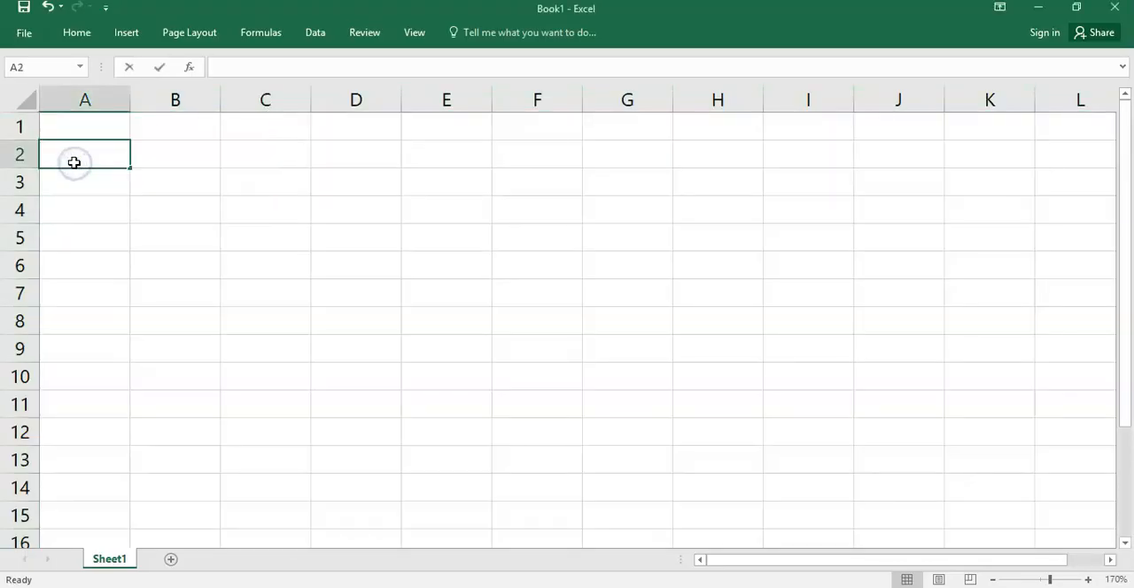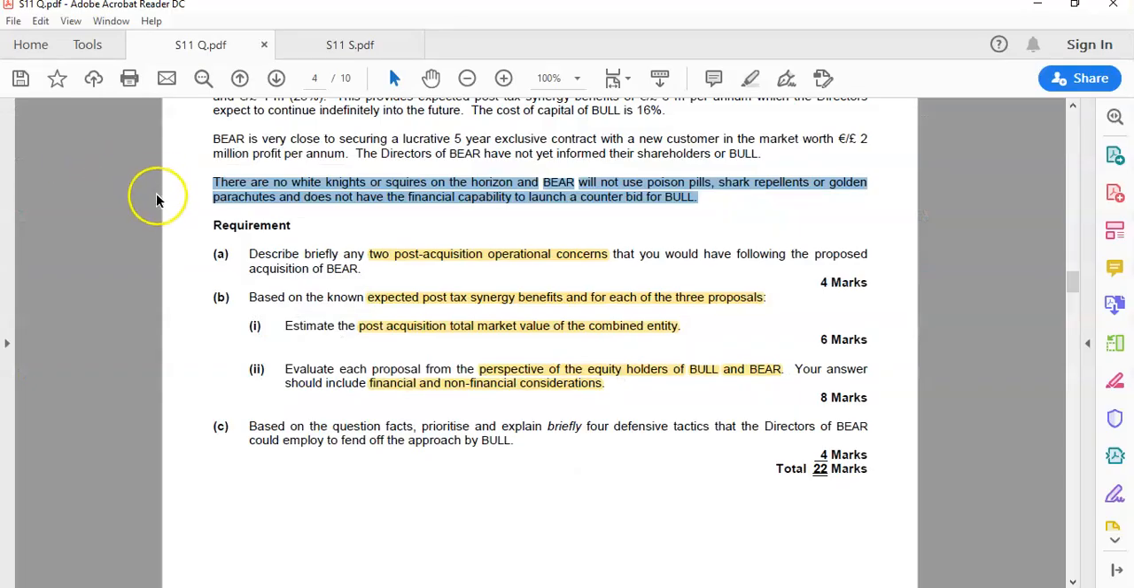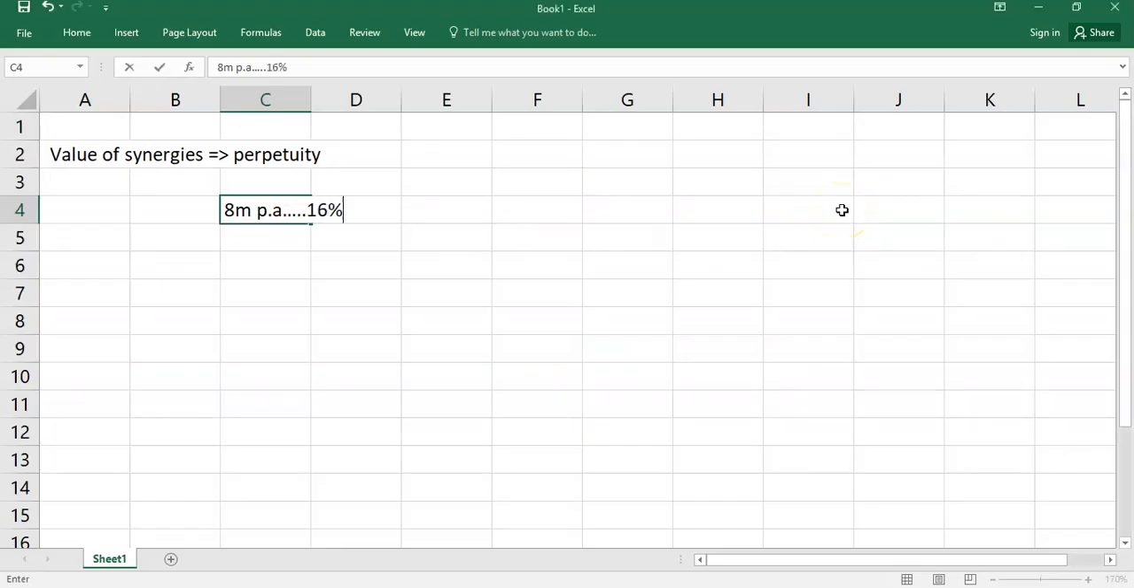So the value of the synergies here, you're going to value them as if they're a perpetuity. It's going to be 8 million per annum, and you have a discount rate, you're told, of 16%. So the present value there is the cash flow, 8 million, over 0.16. So the value of the synergies there is 50 million. Now that is one way to value your synergies, treat it as a perpetuity.